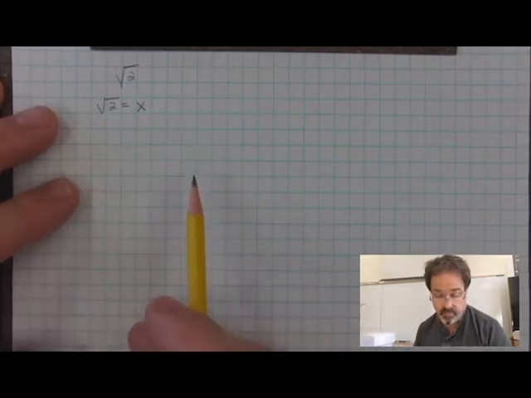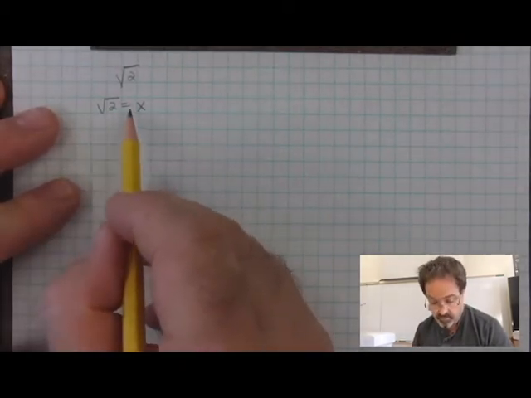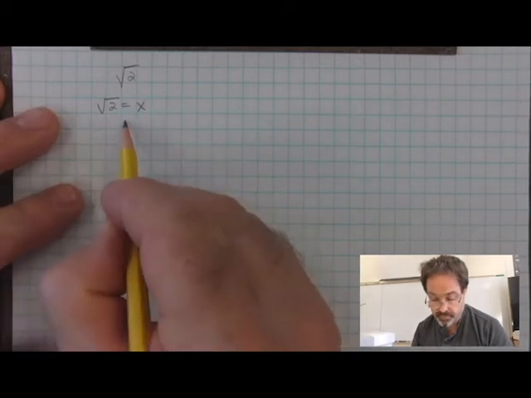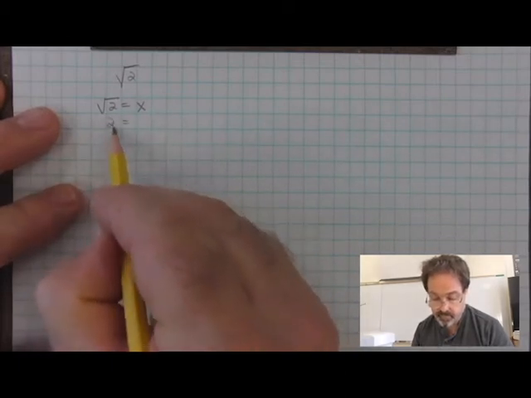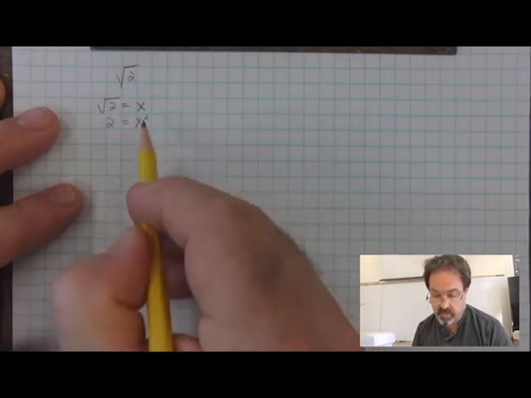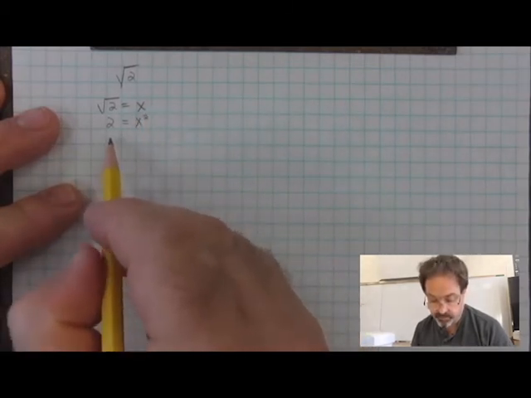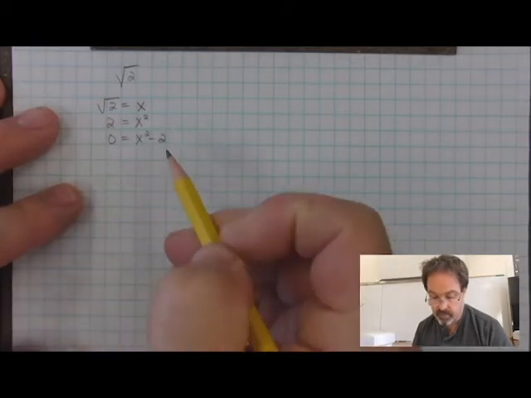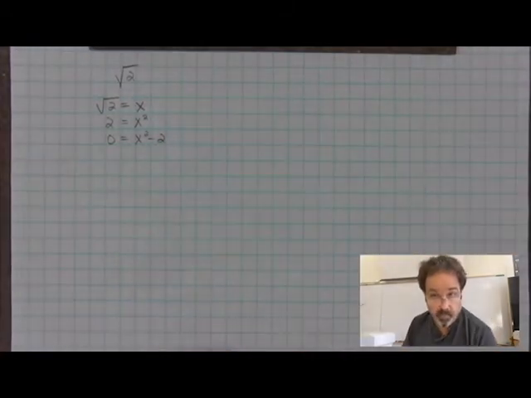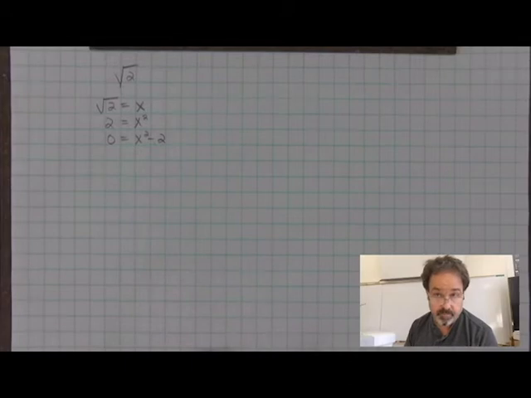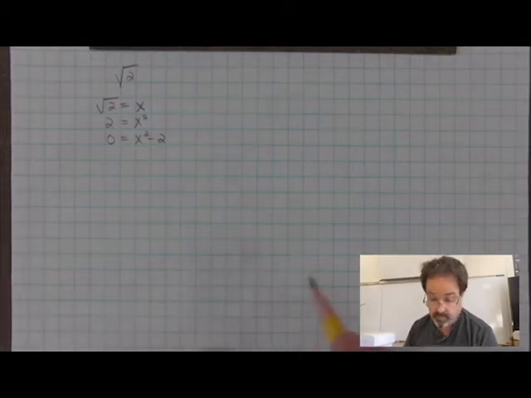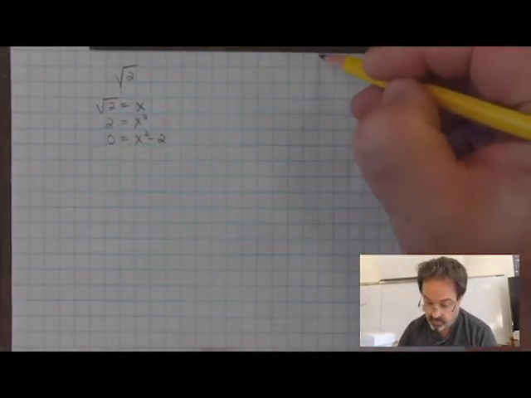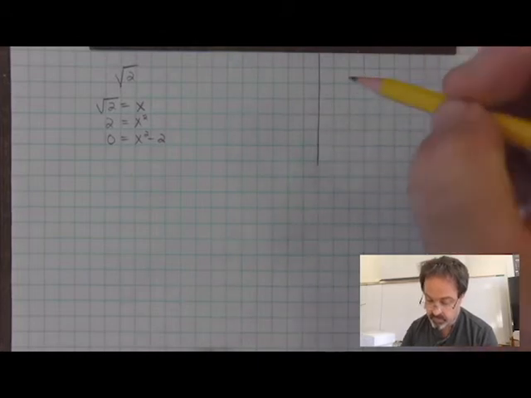I'm going to modify this equation by squaring both sides, and then subtracting 2. I have an equation which is a parabola in standard form. Let's get a graph of that to visualize what we're talking about.